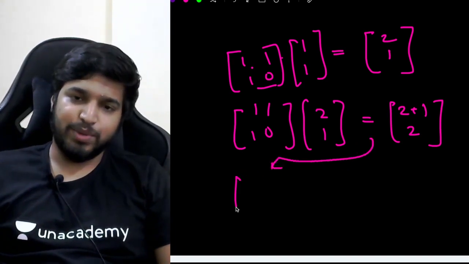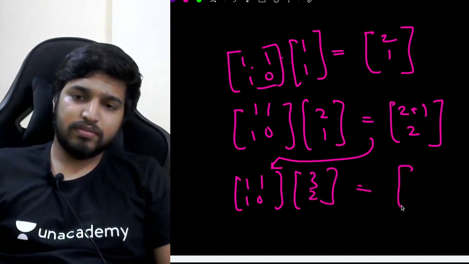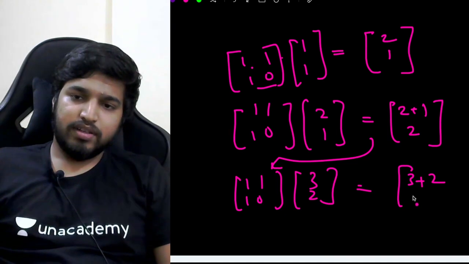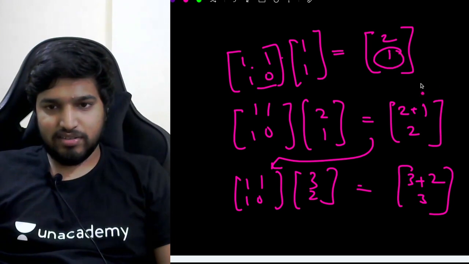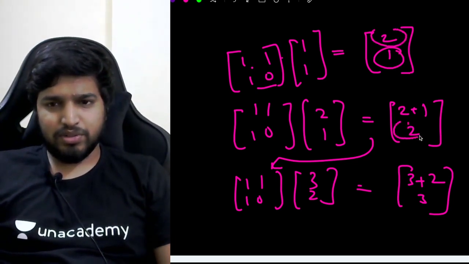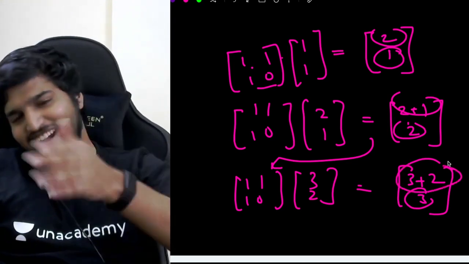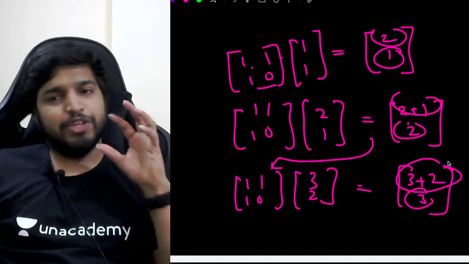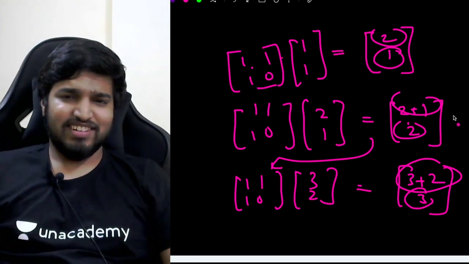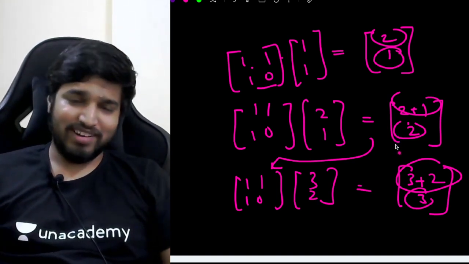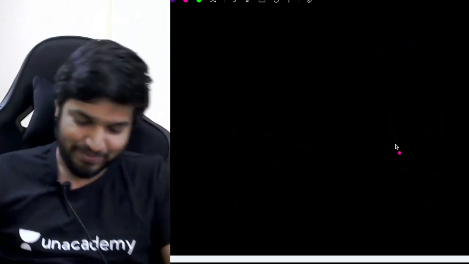Do it again. Let's see what we get. 3 plus 2 is 5, and 3. Did you look at that? 1, 2, 2, 3, 3, 5. You can see that new Fibonacci numbers are being formed here. Can you see it? You might wonder how did he come up with the matrix? That seems like out of nowhere. I'll tell you where that came from.